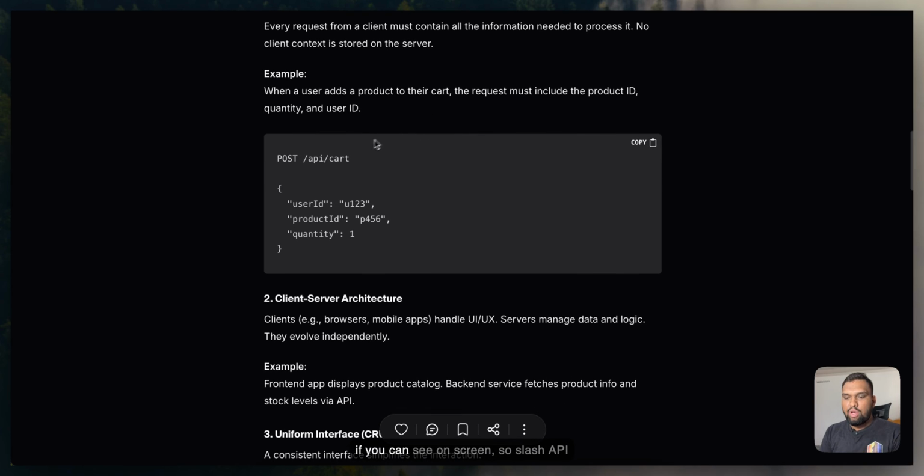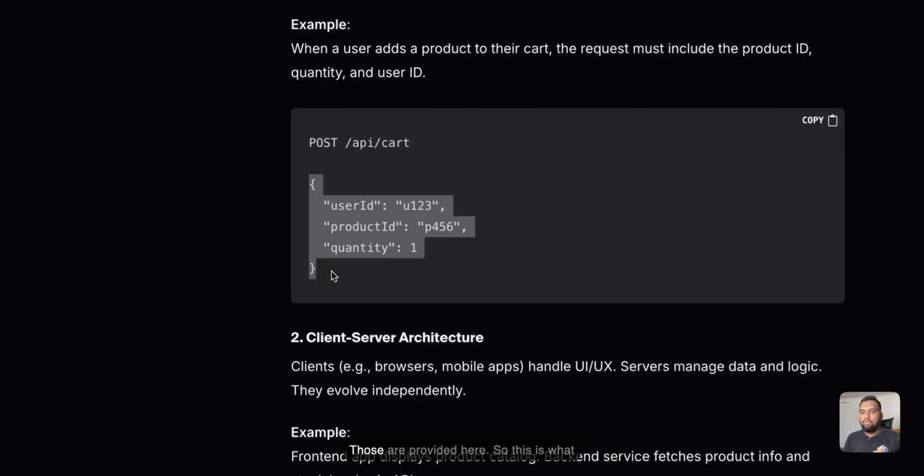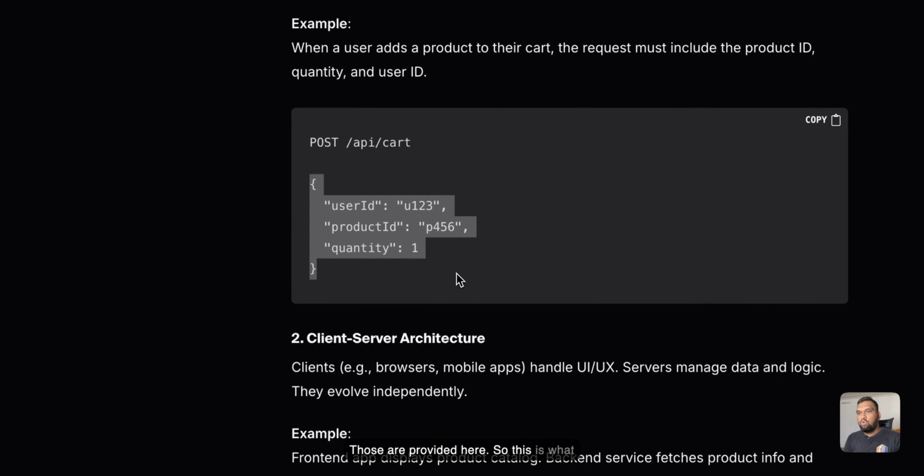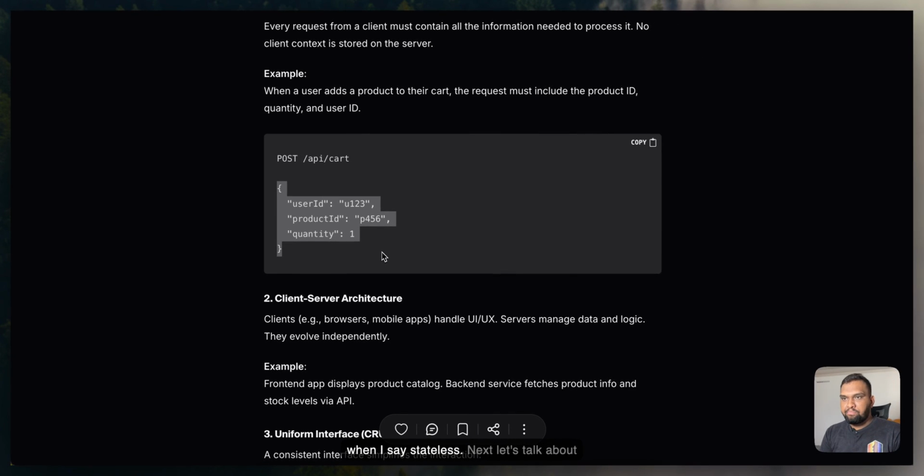So if you can see on screen, /API/cart is a POST request. Here, when a user adds a product into their cart, the request must include the product ID, quantity, and the user ID. Those are provided here, right? So this is what I mean when I say stateless.